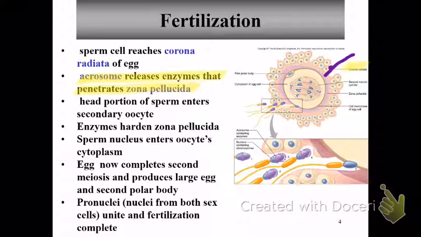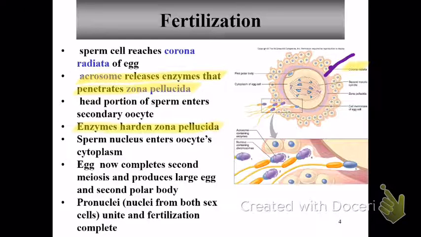And it can only do that because of the enzymes in the acrosome. The head portion of the sperm enters the secondary oocyte. But this is the neatest thing. Because of the enzymes, the egg actually hardens. Only one sperm can get in. When that one enters, the zona pellucida hardens so that no more can get in. So that's why only one gets in, because the others are prevented, right?